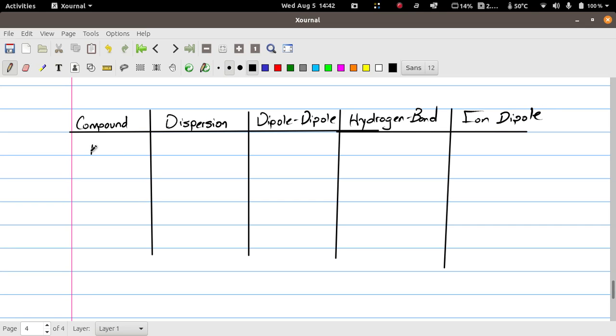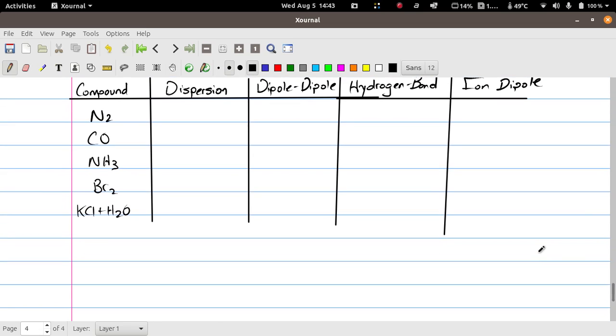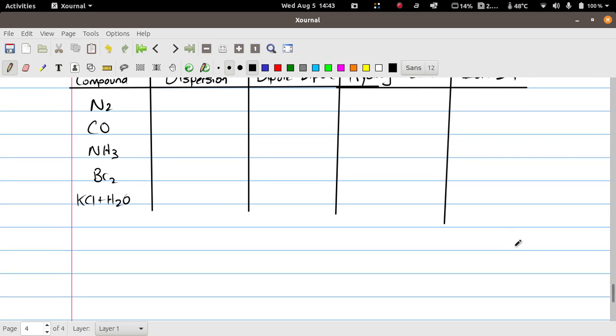Okay, so we have N2, CO, and NH3. And I'm going to give you the electronegativity values too. Br2, and then we have KCl plus H2O. There's a few of these. If you get these wrong, I'm going to be mad because you should have just seen these. But anyways, the only ones you should need are Br and Cl. Cl is about 3.16 and Br is 2.96 based off of my tables. So take a few minutes and do this. Pause the video.